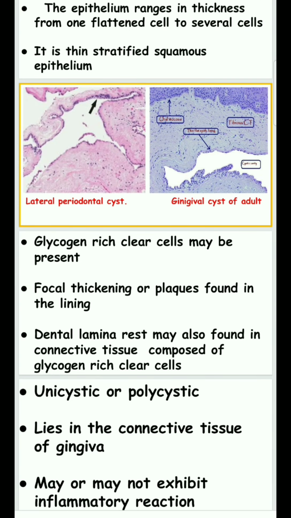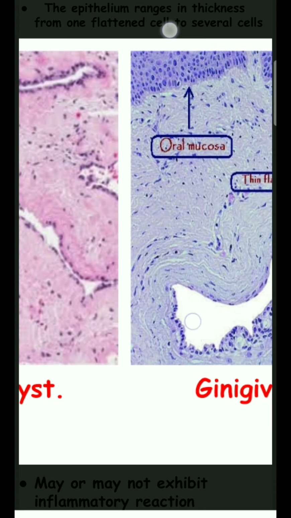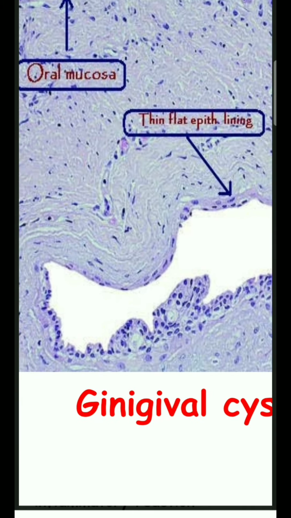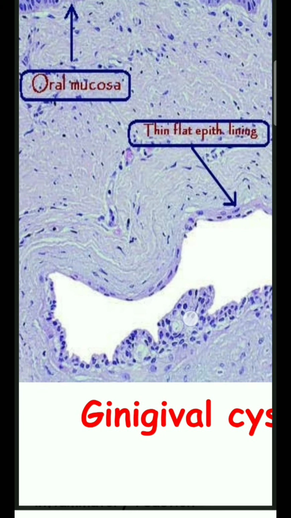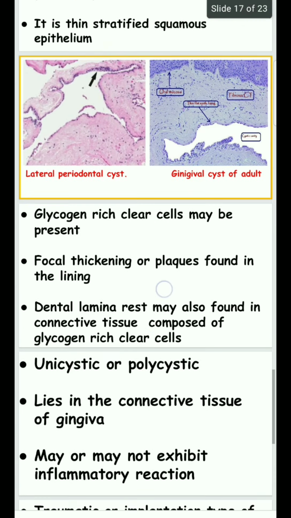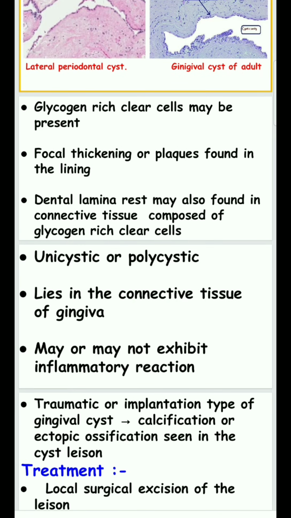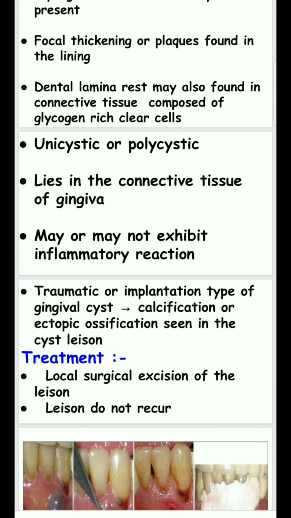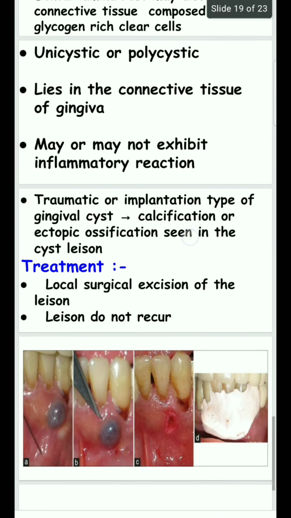A focal thickening or plaque is found in the lining. It is unicystic or polycystic. It lies in the gingival connective tissue, which may or may not exhibit an inflammatory reaction. In the traumatic or implantation type of gingival cyst, calcification or ectopic ossification is seen in the cystic lesions.